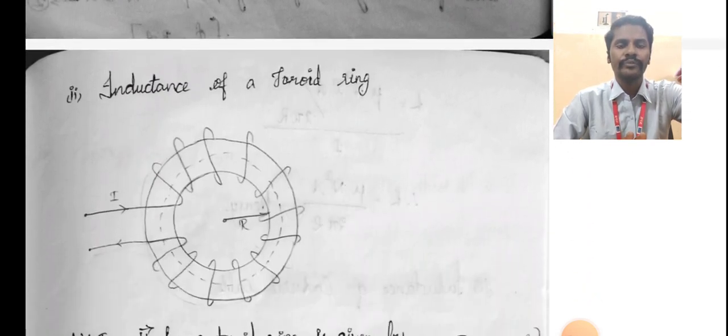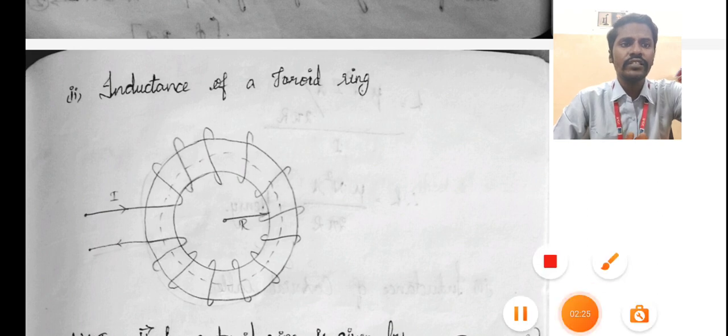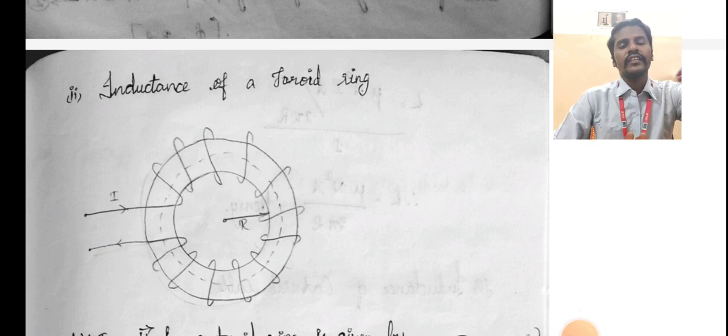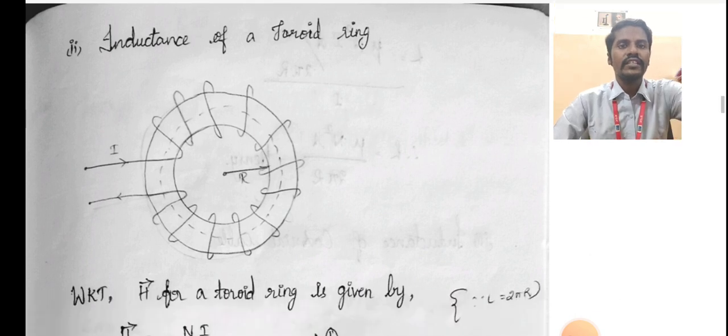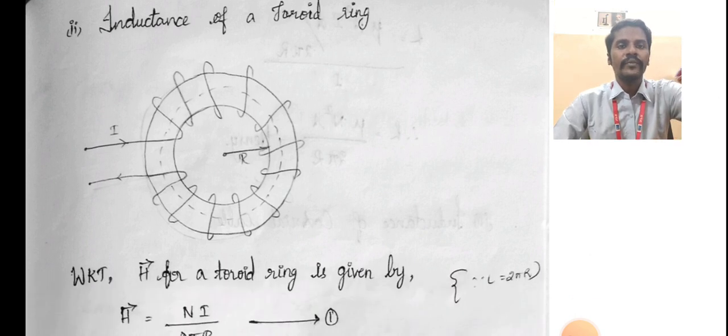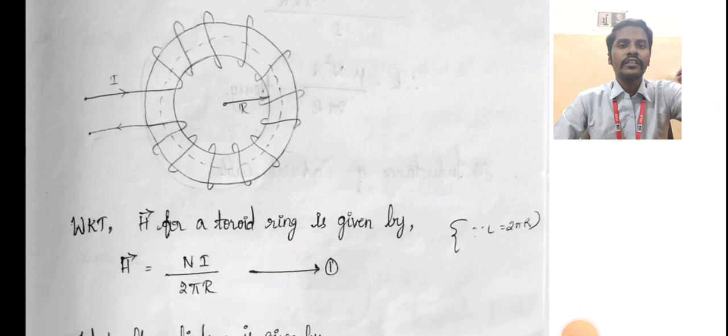That is the conclusion. Next, we are going to calculate the inductance of a toroidal ring. A toroidal ring is the same as a solenoid, except that a solenoid is a straight wire. When the solenoid is bent in a circular manner, it becomes a toroidal ring. This toroidal ring carries a current I inside it, and therefore the flux flows through the ring. The radius is given by R.